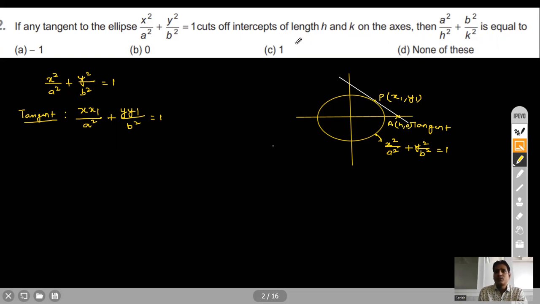The x-intercept cuts at (h, 0). If I assume this point as B, its length will be (0, k). I hope this is clear to all. Now this equation of tangent, the straight line in this white color, I have written the equation of that straight line.